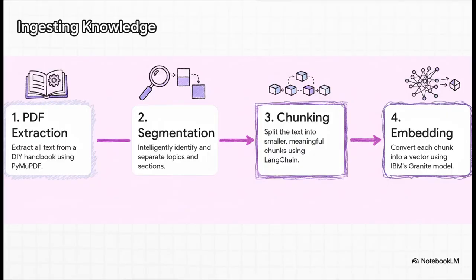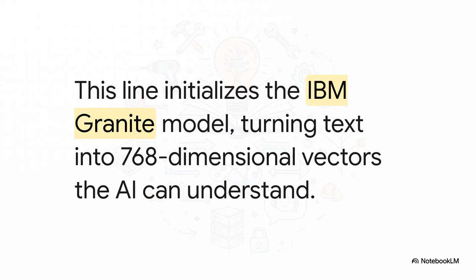The very first job is to teach the AI. So I start by feeding it a big DIY handbook. It's kind of like a librarian getting a new shipment of books. First, I use a tool called PyMuPDF to pull all the raw text out. Then, some custom code I wrote goes through and smartly separates everything into logical topics and sections. After that, I use LangChain to break it down even further into smaller, more meaningful chunks. And then, the most critical step. Each of those little chunks gets converted into a numerical format the AI can actually understand, an embedding, using IBM's awesome Granite model.